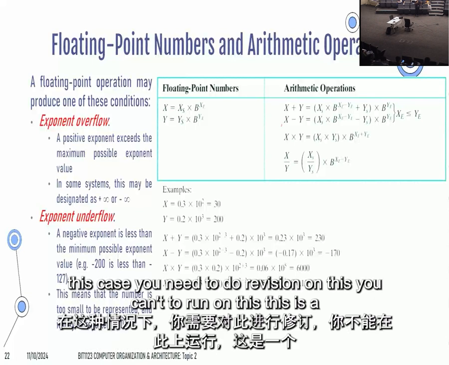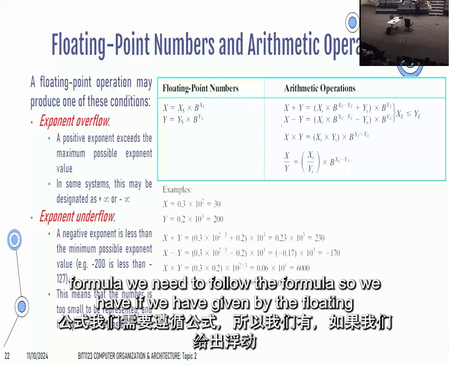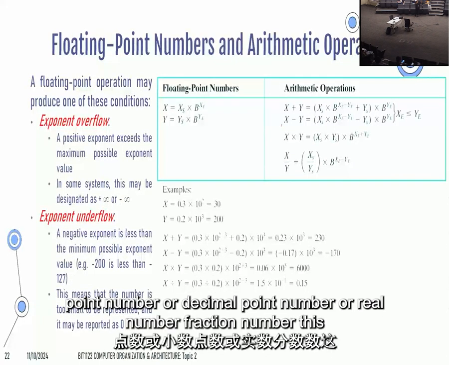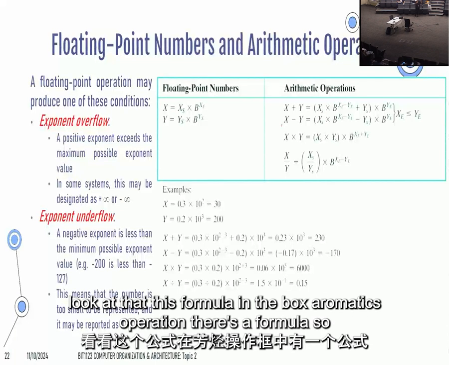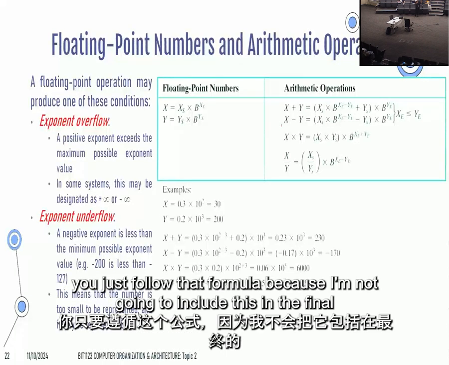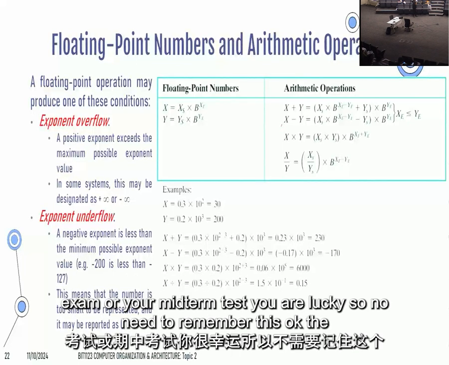So take a look at this case. You need to do revision on this. This is a formula. We need to follow the formula. So if we are given a floating point number, decimal point number, real number or fraction number, for the operations plus, minus, multiply and division, you need to use this formula. Look at that, the formula in the box, arithmetic operations. You just follow that formula. Because I'm not going to include this in the final exam or in your midterm test, you are lucky. So no need to remember this, okay?